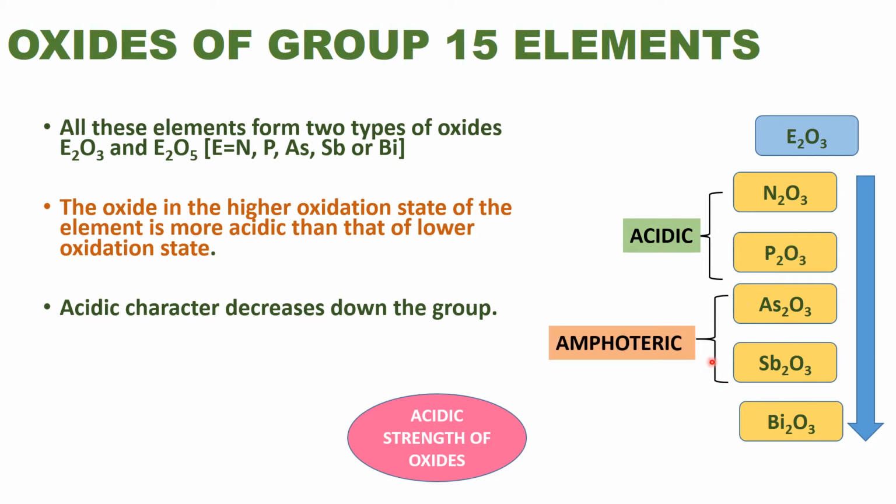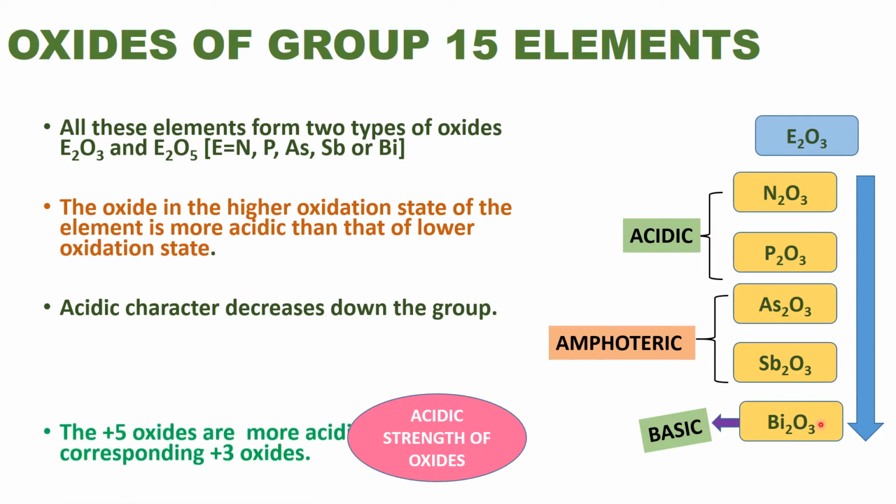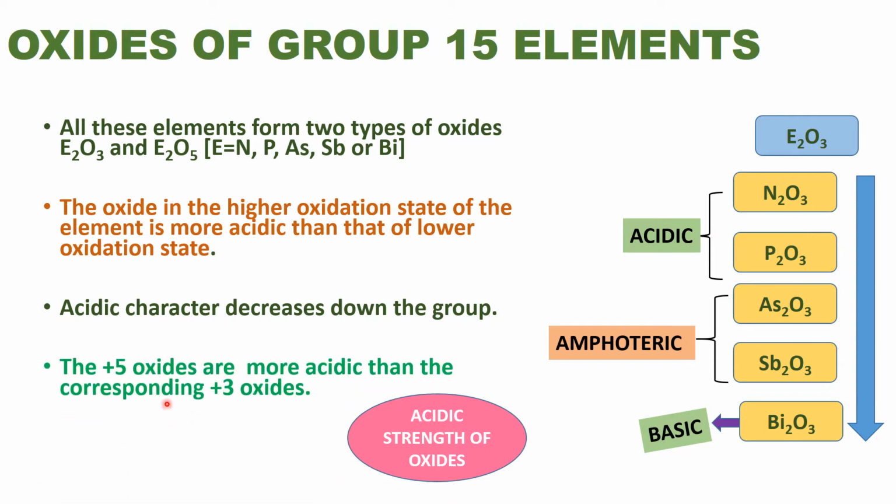Oxides are amphoteric in nature. Amphoteric means they can behave like both acids and bases. And Bi2O3 is basic in nature. So acidic character decreases down the group from nitrogen to bismuth. The +5 oxides are more acidic than the corresponding +3 oxides.